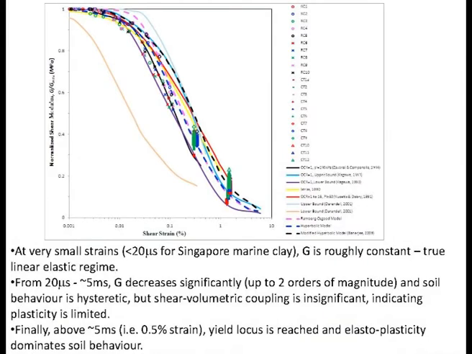These are some real data from marine clay, and you can see how the shear modulus actually drops from the maximum shear modulus to something very low. This drop takes place over about 20 microstrain to 5 millistrain. So these are some of the data that we collected.